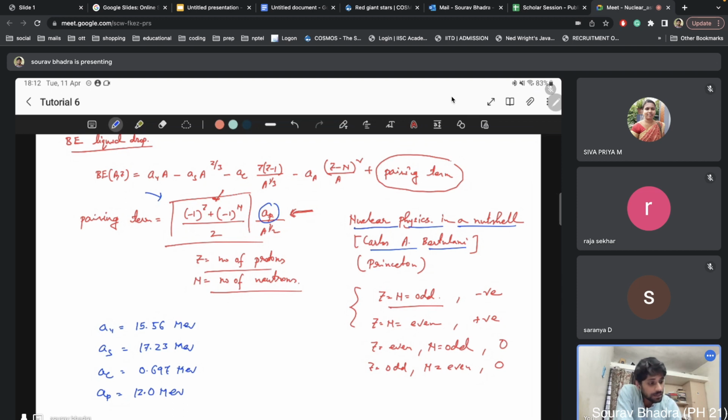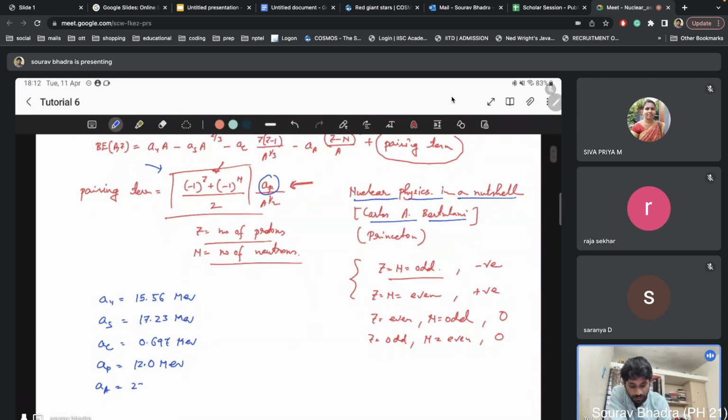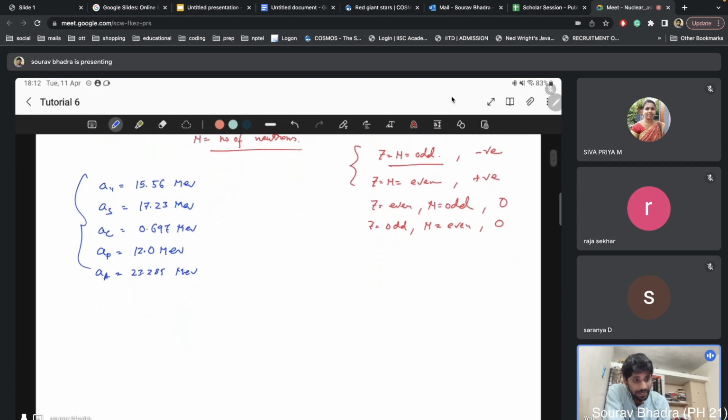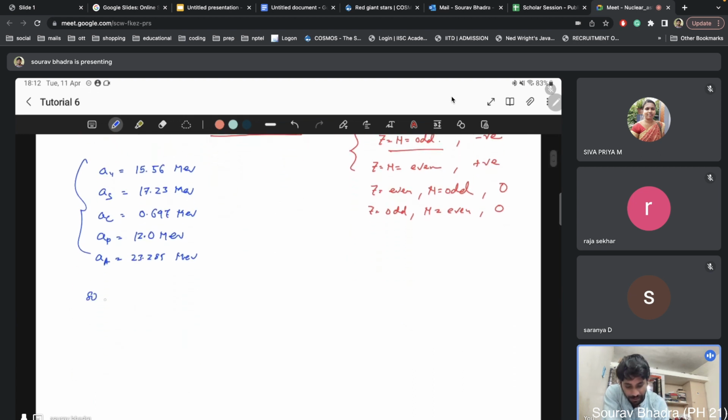Okay, and another term should be there, that is a_A. I think I have not written that part. a_A is 23.285 MeV. So if you can remember, this is okay. Otherwise, if there is any question from the liquid drop model, these values will be given. Now I will calculate the binding energy, term by term, to give you some idea.